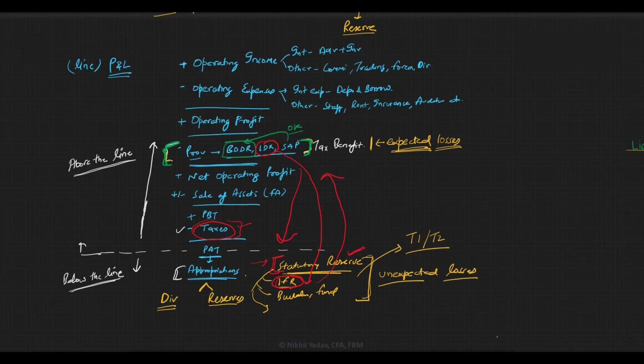In other words, you can freely move funds across the above the line items, let's say from an SAP to BDDR. And similarly, you can freely move funds across below the line items, let's say a building fund or an IFR, but you cannot directly transfer the whole amount between the two items when one belongs to the above the line category and the other belongs to the below the line category, because we know that there are layers in between such as taxes and statutory reserve. These have to be taken care of, and then we can make that transaction happen.